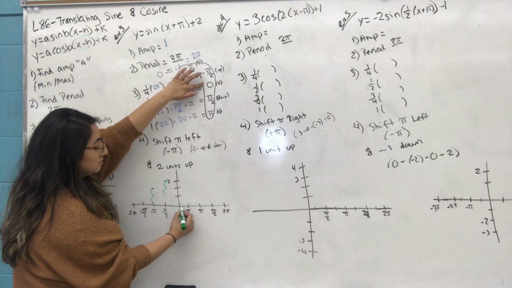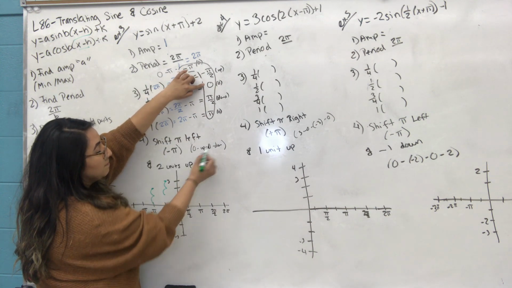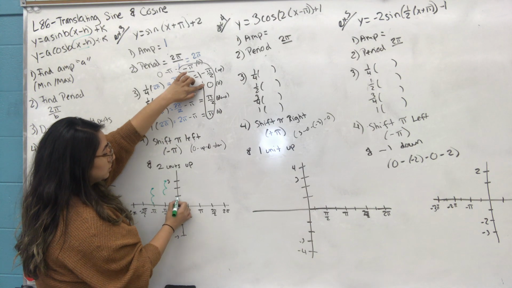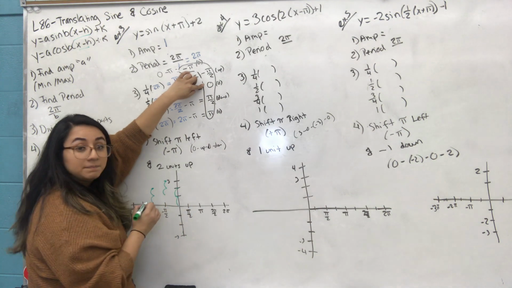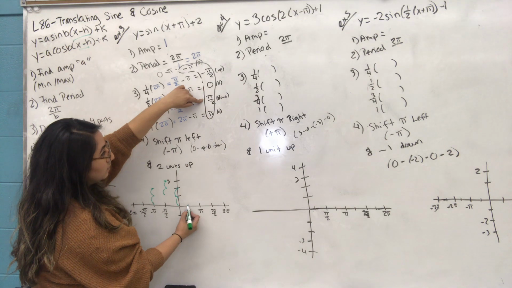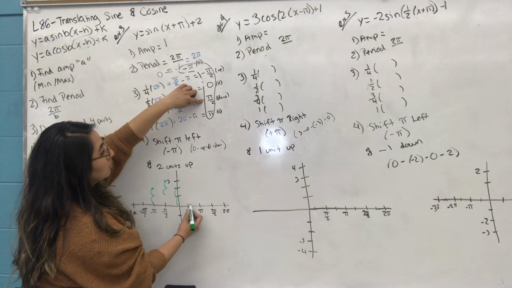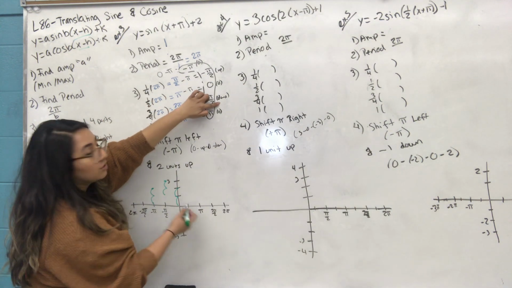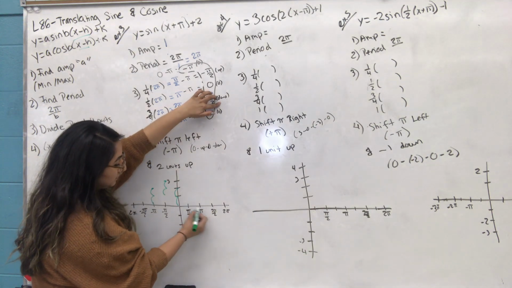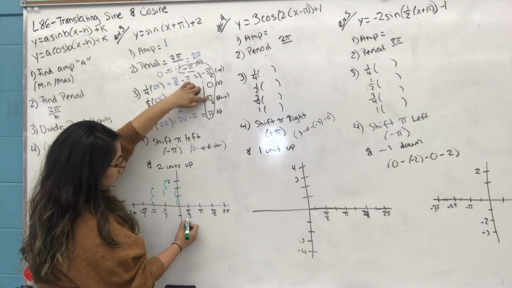Next one is 0, so that's right here at the origin. We go to the origin there, but make sure you're moving 2 units upward, so that's going to be right there. Then π/2, we have π/2 here. We are going to go down to your minimum point, which is 1, which is here.